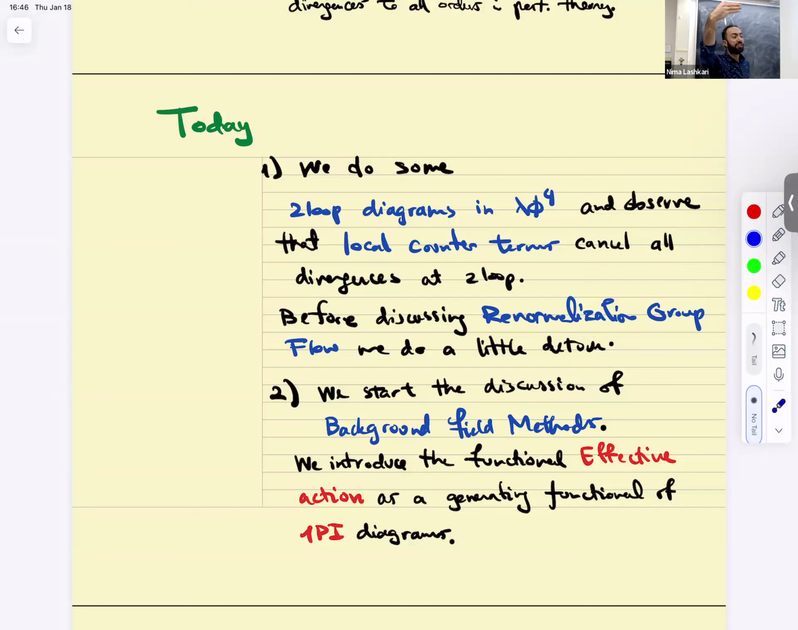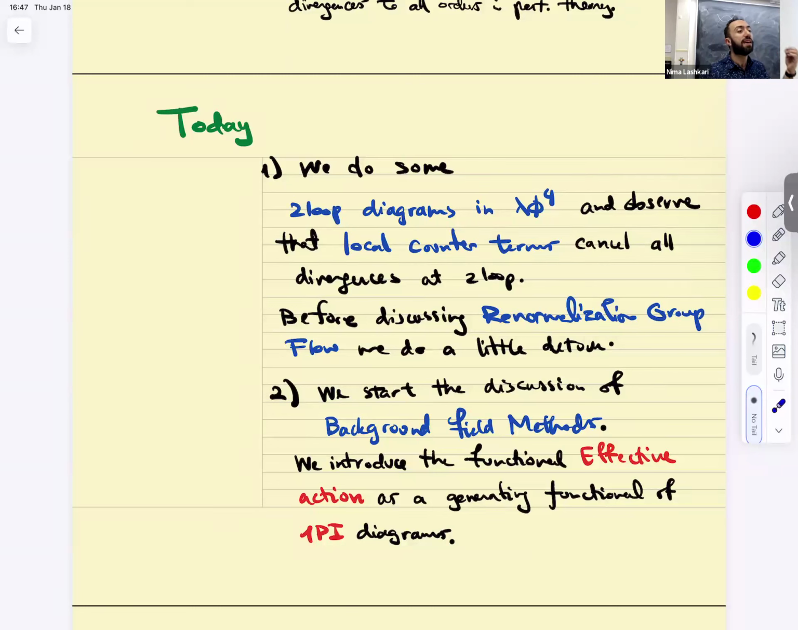What is that the generating function of? N-point functions. Then we had W of J, which was minus i log of Z of J. What was this generating functional of? Connected diagrams, right? Then we talked about connected diagrams, we talked about all point functions. We also introduced 1PI, one particle irreducible diagrams. So now we're going to introduce a functional which is the generating functional for 1PI diagrams.